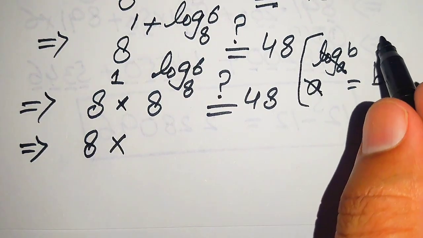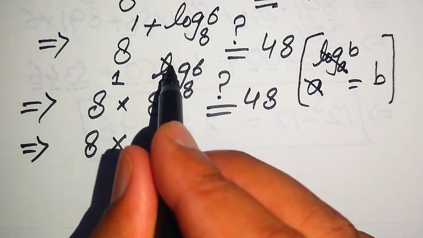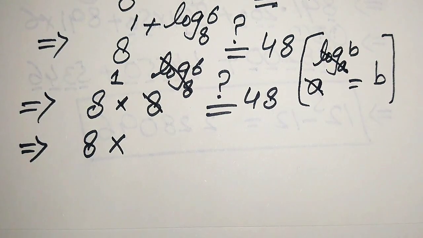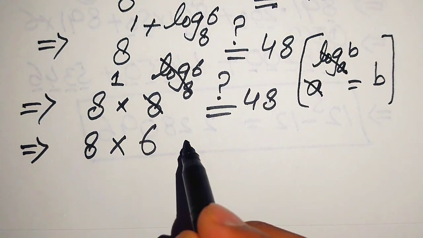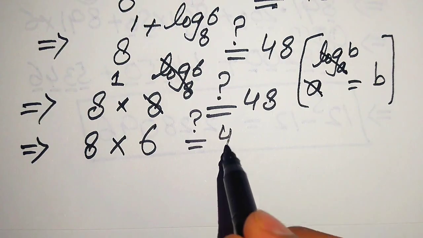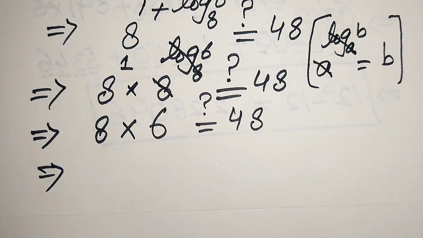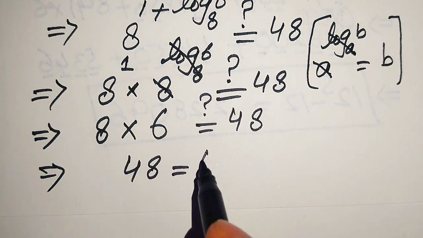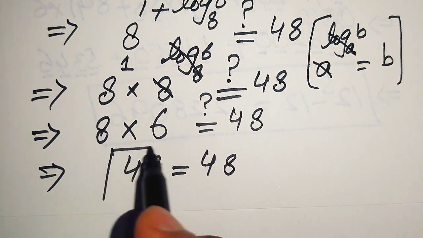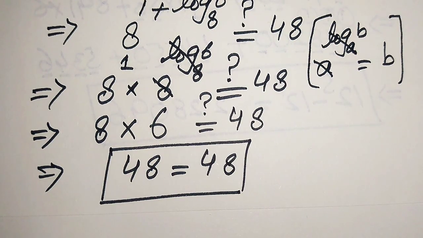So according to this property of log, you see that the log with base 8 and this 8 cancel out each other, and here we get only 6, and we check whether this equals 48 or not. So here clearly you see that 8 times 6 becomes 48, which equals 48. So this shows that the value of a satisfies the given question statement, and this is the final answer.